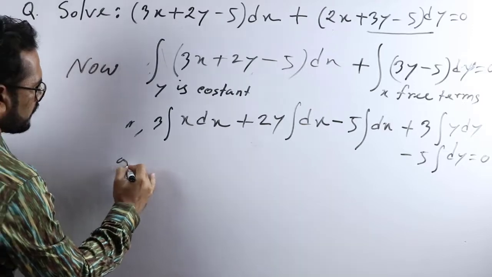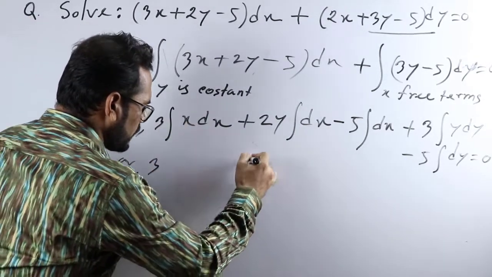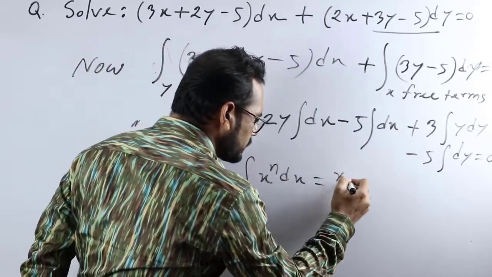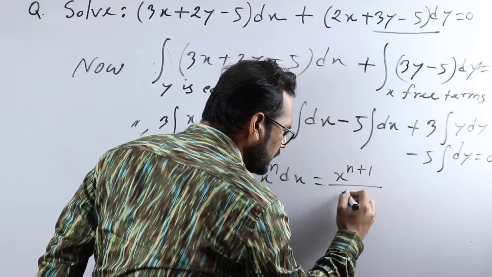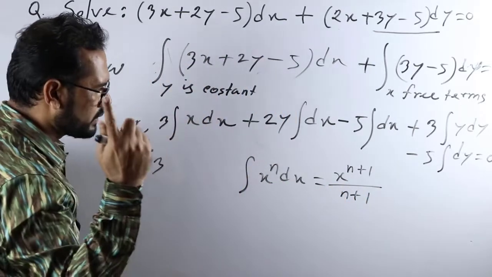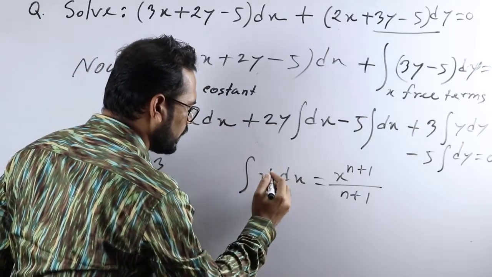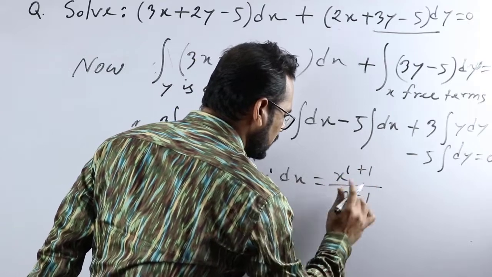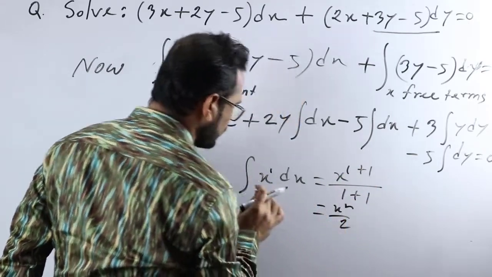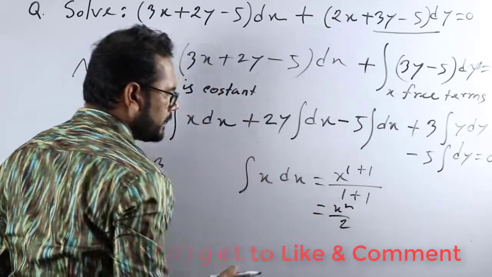Now come on, 3. So this is a formula. What is the formula? The integral of x to the power n dx can be written as x to the power n + 1 divided by n + 1. What is the power here? Here the power is only 1. So if you replace n with 1, it will be x squared divided by 2. Therefore, the integration of x dx is equal to x squared divided by 2.